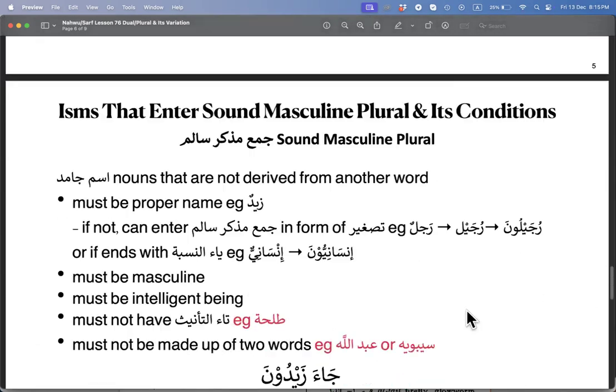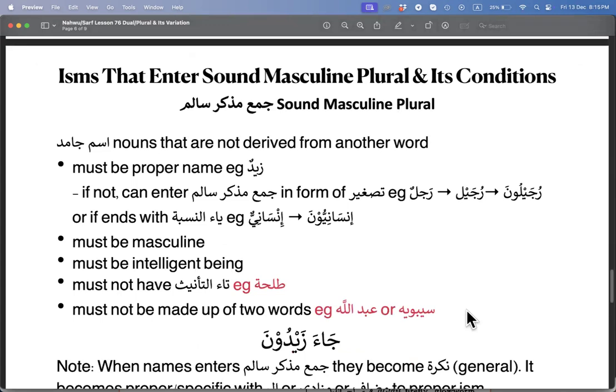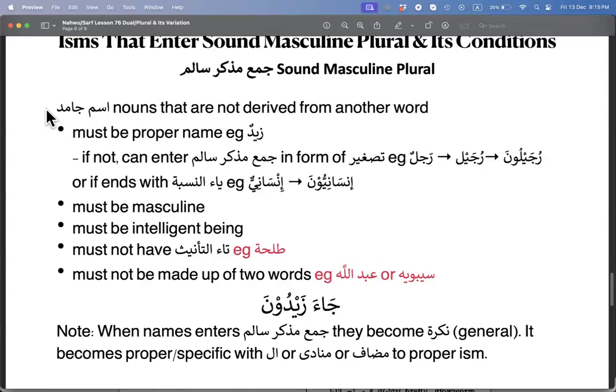Okay. Now, we're going to talk about what kind of isms can enter Jamak Muzakkar Salim. The first one is ism jamid. Even in basic Nahu, when we first learn Nahu, we know that not all isms you can put una, right? What we know is it must be an intelligent being. Only people plural can become una. Other than that, you cannot, right? But there's actually a bit more to that. So the first one is that it is an ism jamid, nouns that are not derived from any other word.